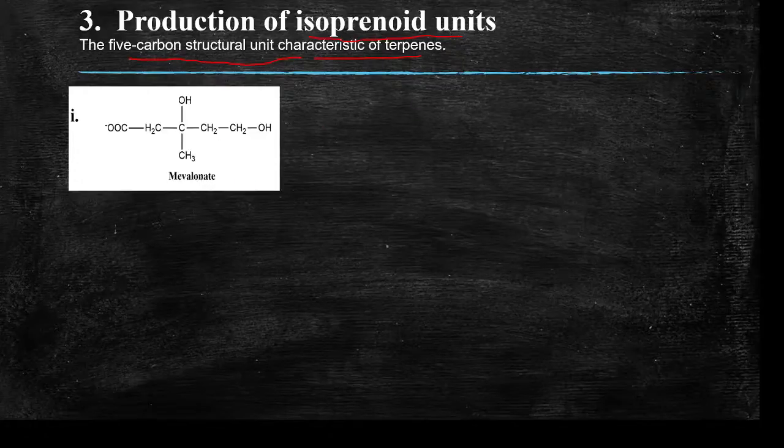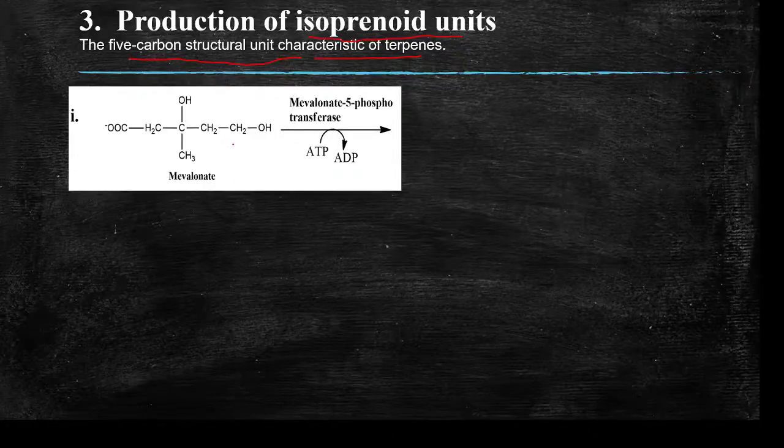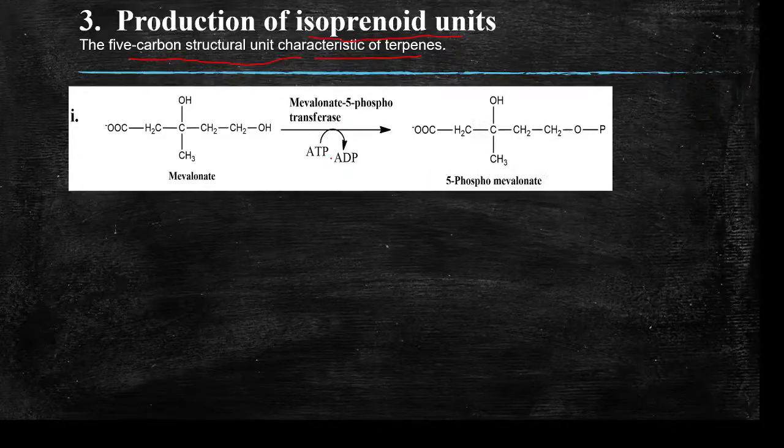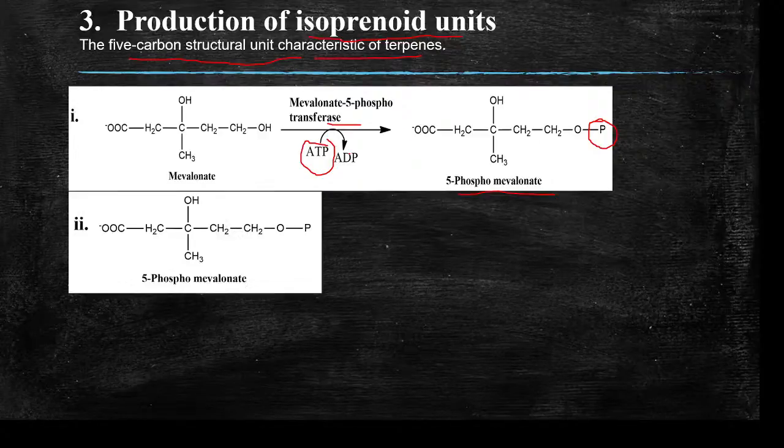The first thing is mevalonate is converted to 5-phosphomevalonate, that is a phosphorylation reaction. Mevalonate 5-phosphotransferase enzyme will catalyze this reaction. A phosphate group is added: a hydrogen of the hydroxyl group is replaced with the phosphate group, and this phosphate group is provided by ATP. Here ATP is converted to ADP.